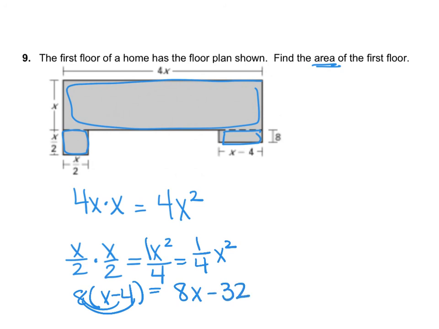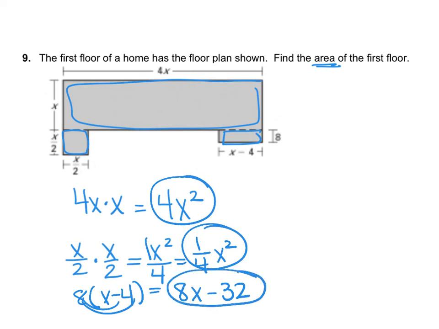So now we need to add together or put together all of our like terms here into one answer. So notice I have the like terms, the x squareds. So I will have 4 and 1/4 x squared, and then we're going to have plus our 8x minus 32.